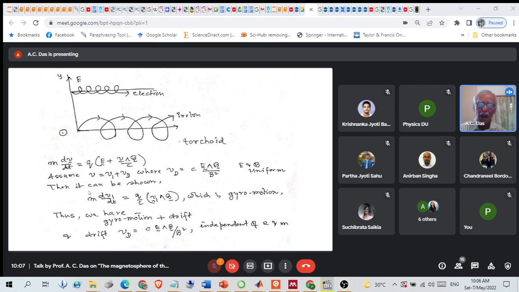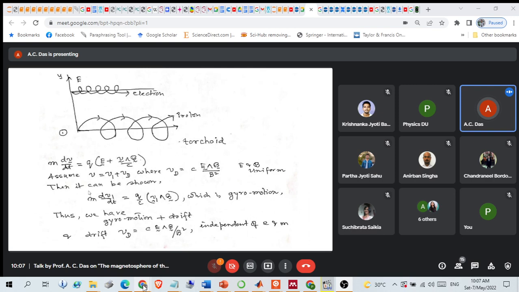So this is the curve which is called trochoid, and for electrons it goes in the opposite direction with a smaller circle, because the radius for protons and electrons are different. For the protons it is large because of the mass, and for electrons it is less.